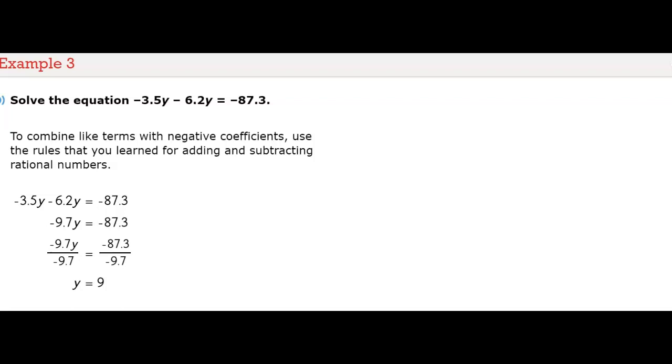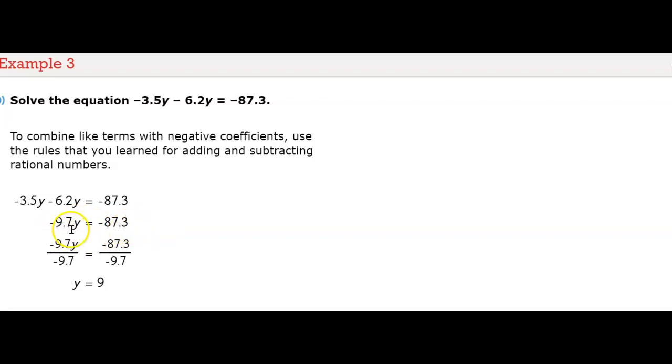So we have negative 3 5/10 and minus 6 2/10, which essentially makes it negative and negative. So we're going to add them up. We would be adding both the 3 5/10 and 6 2/10 because they're both negative. And that's how we equal that negative 9 7/10, because of that minus, it makes this number negative. So now we have the negative 9 7/10 times y is equal to negative 87 3/10.